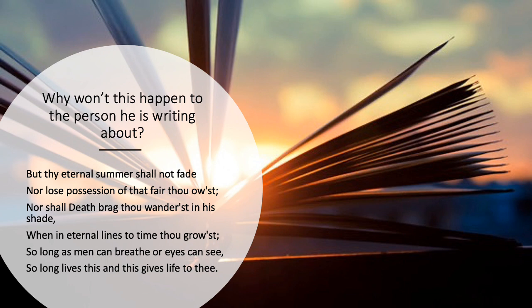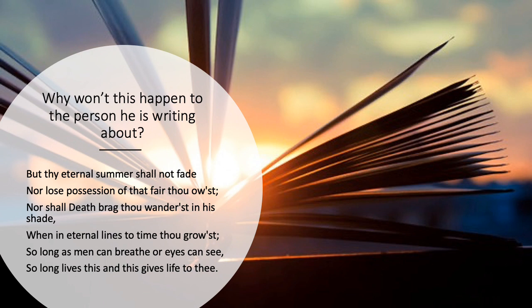So the man that Shakespeare is writing to, Shakespeare seems to want him to know that his beauty, his metaphorical summer, will not end in the same way as everything else in nature. And the reason he gives is this. He says, "But thy," remember that means your, "but thy eternal summer shall not fade, nor lose possession of that fair thou owest. Nor shall death brag thou wanderest in his shade, when in eternal lines to time thou growest. So long as men can breathe or eyes can see, so long lives this, and this gives life to thee."